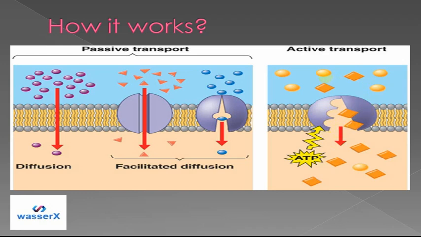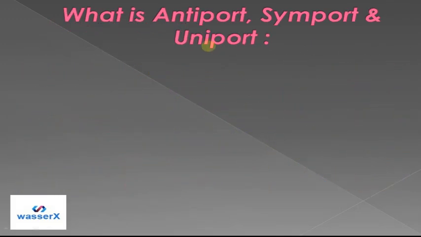While talking about passive transport, in diffusion the molecules directly diffuse into the cell. There is no need for any carrier molecules or carrier proteins. In facilitated diffusion, there is a need for carrier proteins, but they do not use ATP. ATP is used only in active transport, and that is how active transport becomes very special.